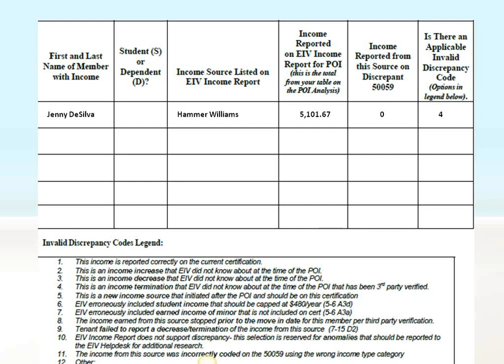Absolutely. This is an income termination that EIV didn't know about at the time of the period of income that has since been third-party verified. I didn't show all these income verifications, but let's just assume that all these terminations got verified, okay? So you have it in the file. You know why you're not putting Hammer Williams on a 12/1/17 interim. Jenny doesn't work there anymore.